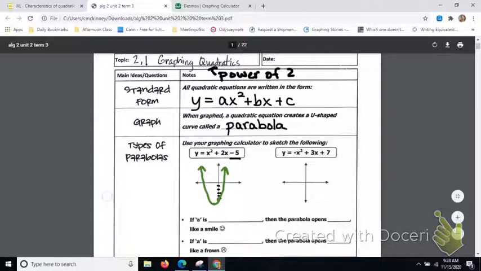So a few things that we know easily is that because the a value, which in this case is a 1, is positive, the parabola is going to open up. It opens up like a smile. My other case over here, it's going to open down if it's negative. Remember the a is the number in front of the x squared. If it's negative, it's going to open down like a frown.